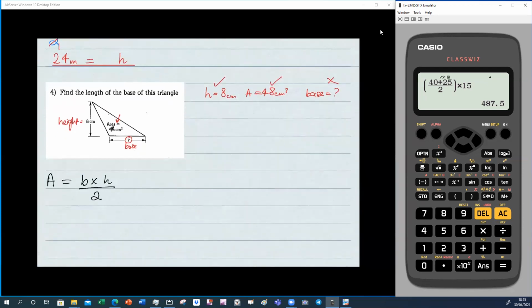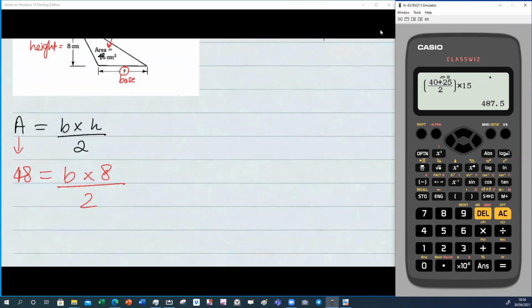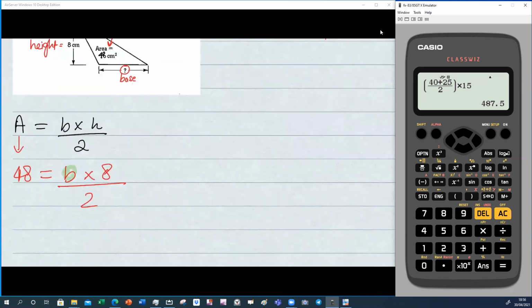Lovely. Now, what do we write under the area? 48 centimeters. So what's the base? We don't know. And the height is? 8. And divided by 2. Now, before we do the rearranging to work out the B, can we do any cancelling just to make life easy for ourselves?